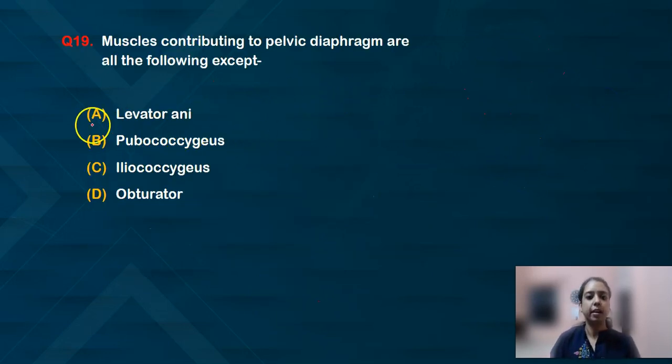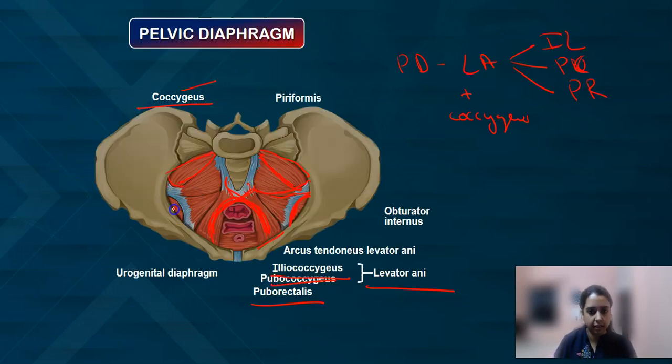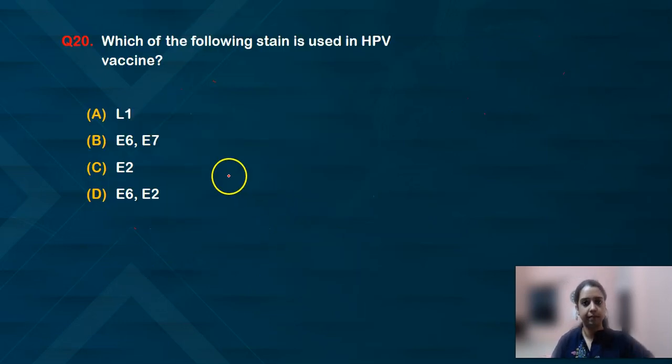Muscles contributing to pelvic diaphragm are levator ani. True. Pubococcygeus, yes. Iliococcygeus, yes. Obturator, no. Obturator is not. This muscle is obturator. It is not part of levator ani. Obturator is giving rise to a white line, which is giving rise to levator ani, which is the origin point of levator ani. But obturator internus is not pelvic diaphragm.